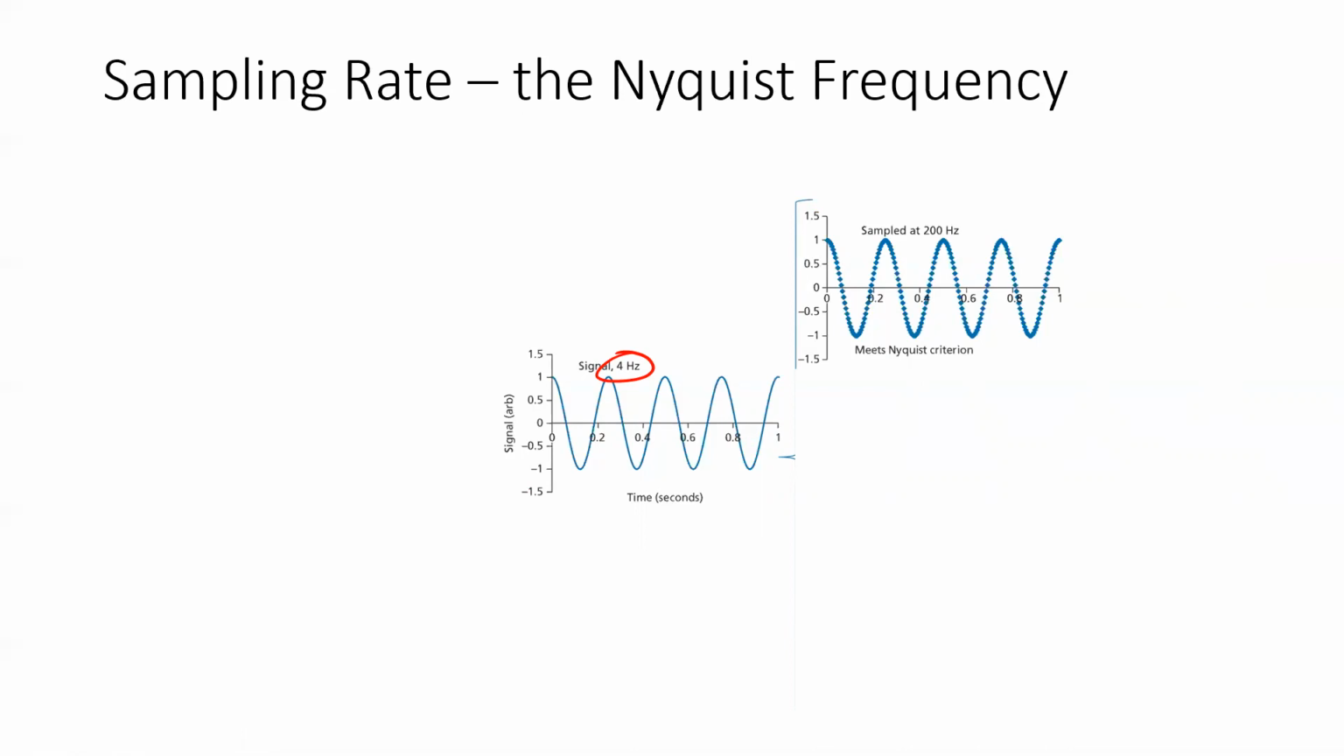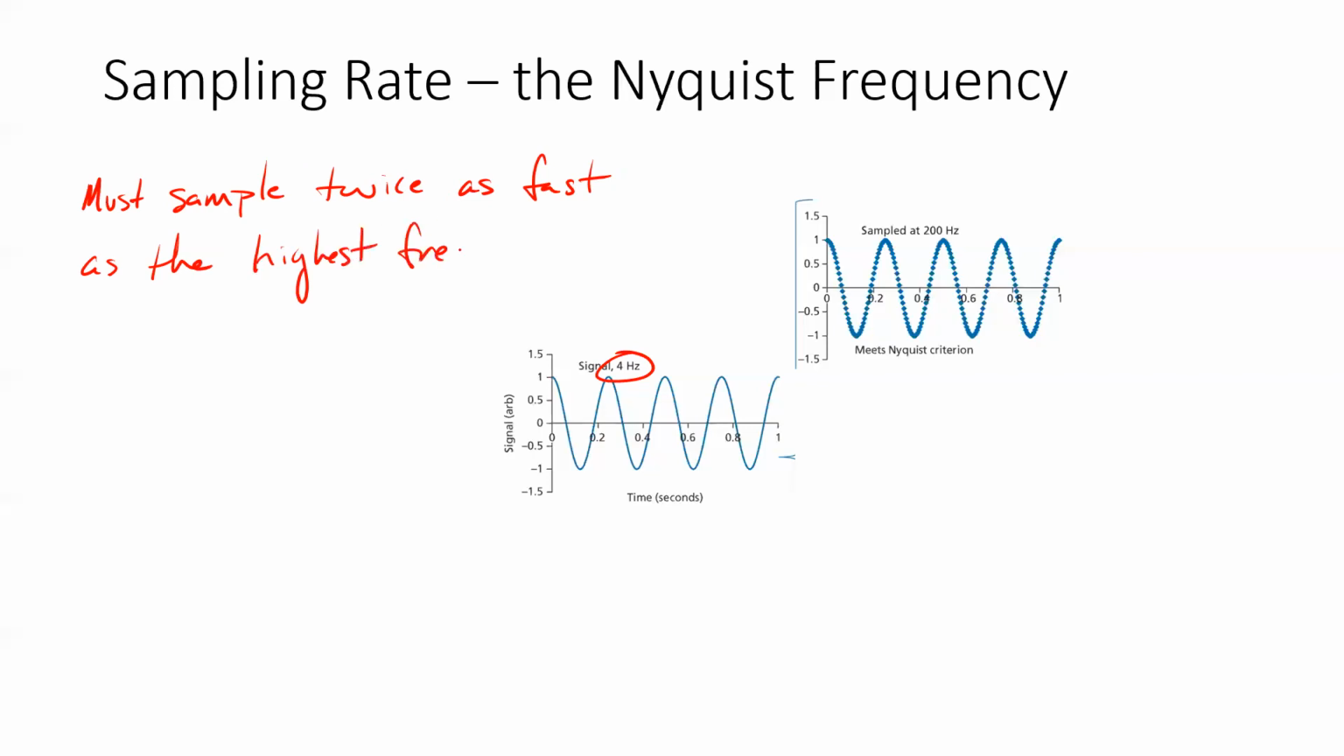What Nyquist told us is that we must sample twice as fast as the highest frequency in the signal.